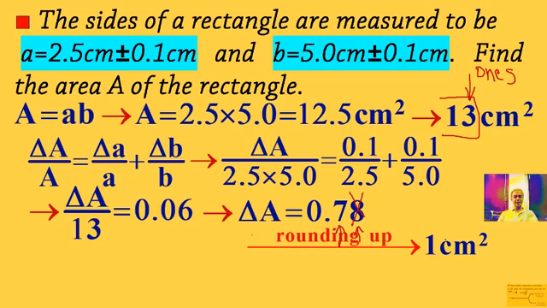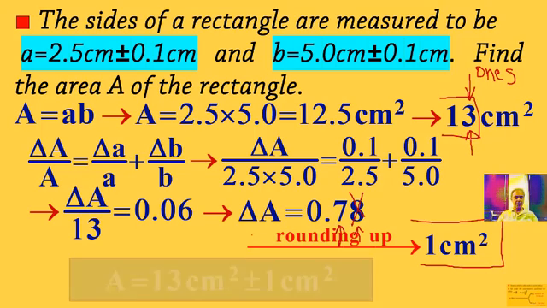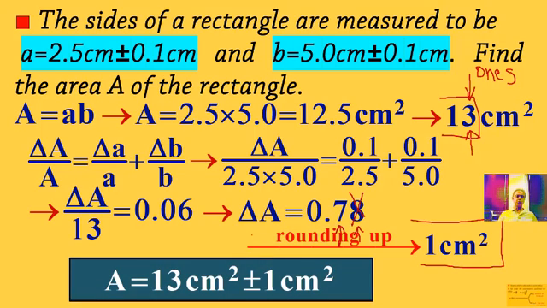So here the uncertainty of the area is 1 square centimeter. Despite 0.78, the figures have been converted to 1 because we must round it up to reach the same order of magnitude as the last right figure of the value, 3 here, which is in the order of ones. So the final answer could be A is equal to 13 square centimeter, plus or minus 1 as its uncertainty.